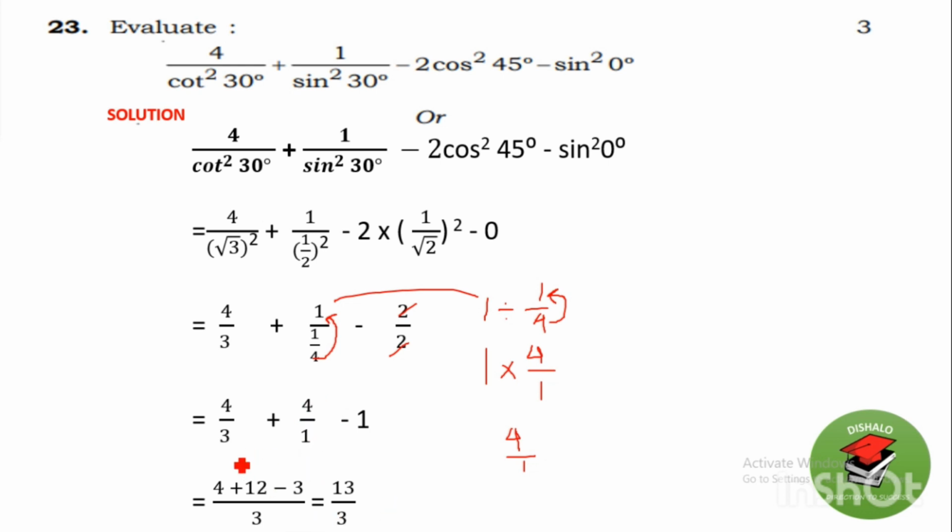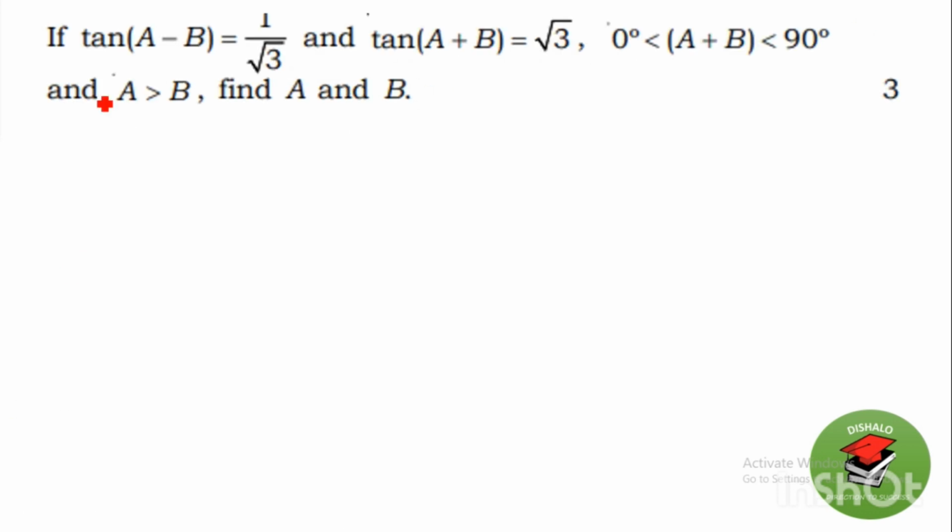Okay, then you take the LCM. So you get the LCM as 4 plus 12 minus 3, and when you calculate, you get 13 divided by 3. Okay, so next question. This was a choice question. You can do this, or you can do this.